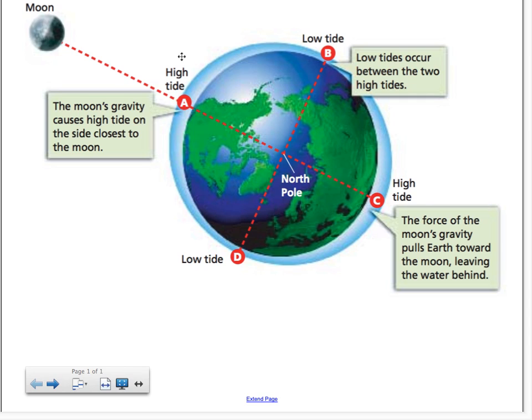Let's first start with point A. In this diagram, point A is experiencing a high tide. It's experiencing a high tide because point A is closest to the moon in this diagram. In a previous lesson, we talked about how distance affects the gravity between two objects. Since A is the closest point to the moon, the pull of gravity is strongest here.